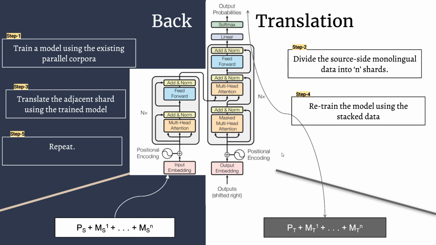This is done over all the n shards, which were 8 shards in our case, of about 80,000 monolingual sentences each. This is how we perform the back translation technique. In the last step, we basically have the entire monolingual and parallel sentences together, and also the target side sentences, and the entire model is retrained to obtain the final model.